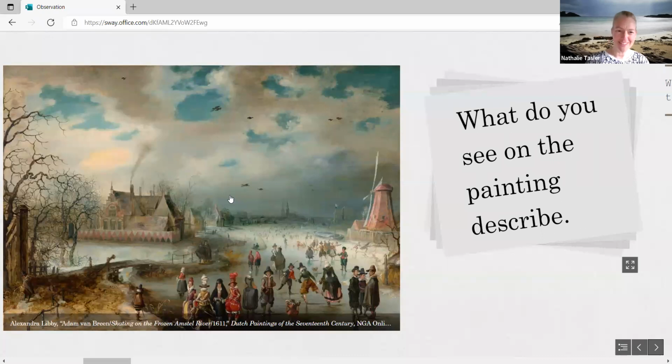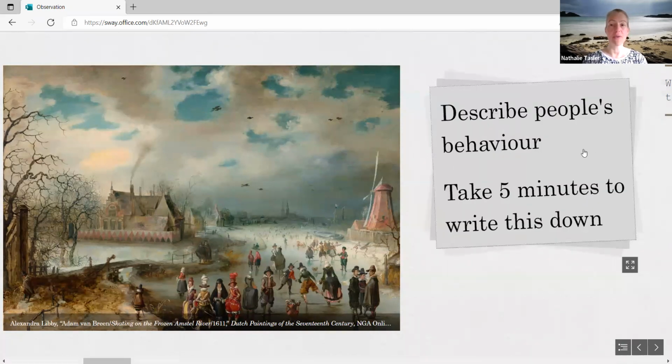But before we start, a little exercise. Sarah, sorry, I'm starting right away with the exercise here. So what I would like you to do, considering it's only the four of us, you don't even have to write it down. We can just talk it through. You can see the image clearly, yeah? So is what you see on the painting, can you describe it? And can you describe people's behavior?